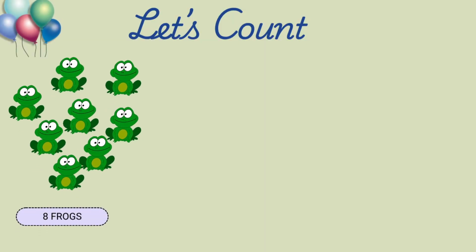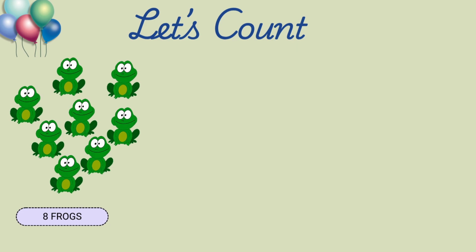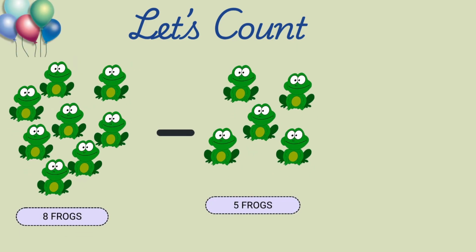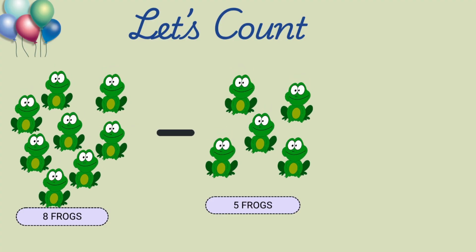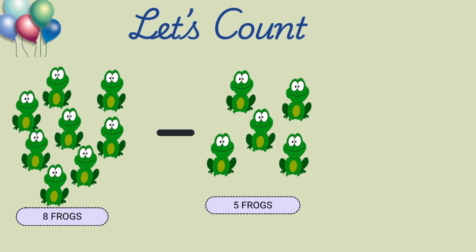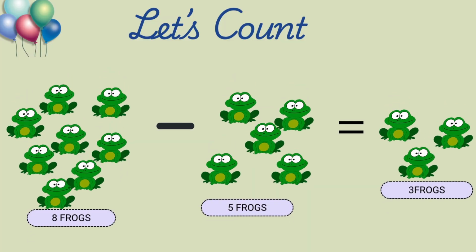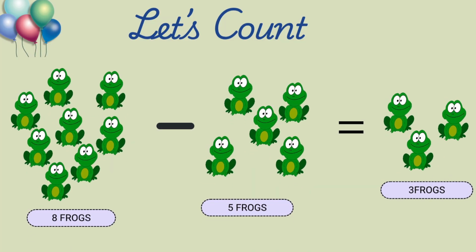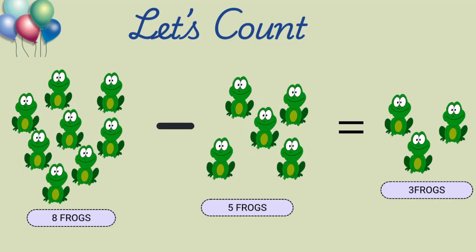Here are 8 frogs. If we minus 5 frogs from 8 frogs, the difference will be 1, 2, 3 frogs. 8 frogs minus 5 frogs is equal to 3 frogs.